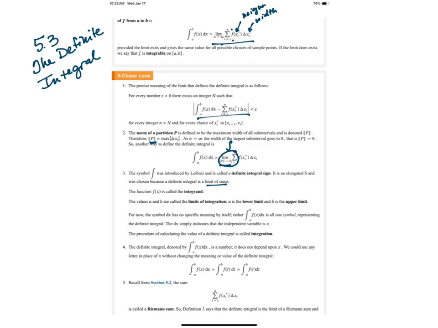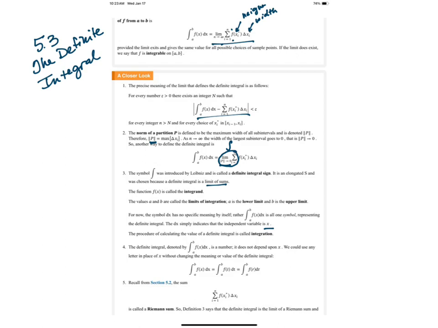Hello, Lily. For now, the symbol dx has no specific meaning by itself. So rather just let it be all one symbol representing the definite integral. The dx simply indicates that the independent variable is x. So we're talking in terms of x. If I had been talking about f as a function of time, I might have f of t dt. So x is just telling me what my variable is.